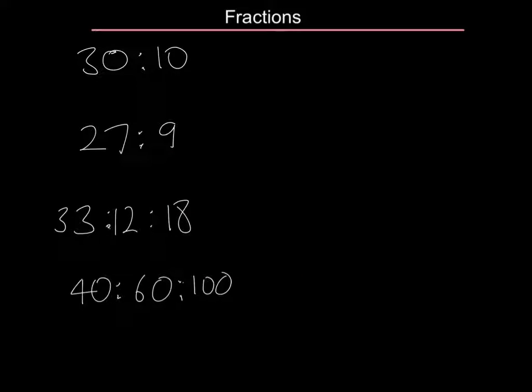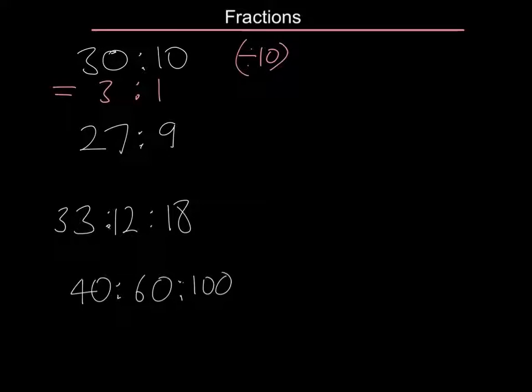So let's work these out. In the first ratio, I've got 30 to 10. A number that goes into both of those is 10. So I'm going to divide them both by 10. Just writing it there so you know which number I used. 30 divided by 10 is 3. And 10 divided by 10 is 1.